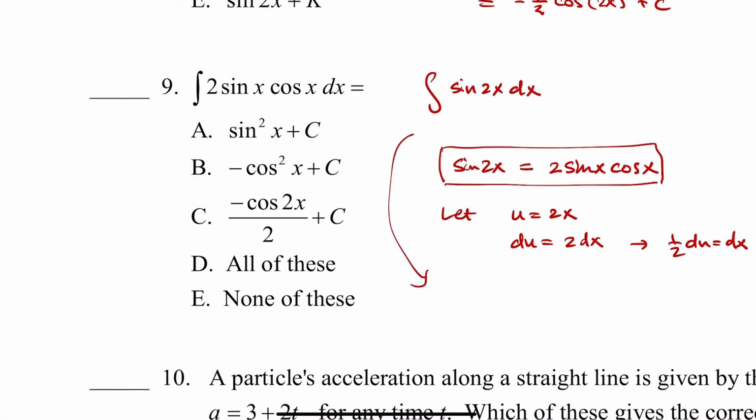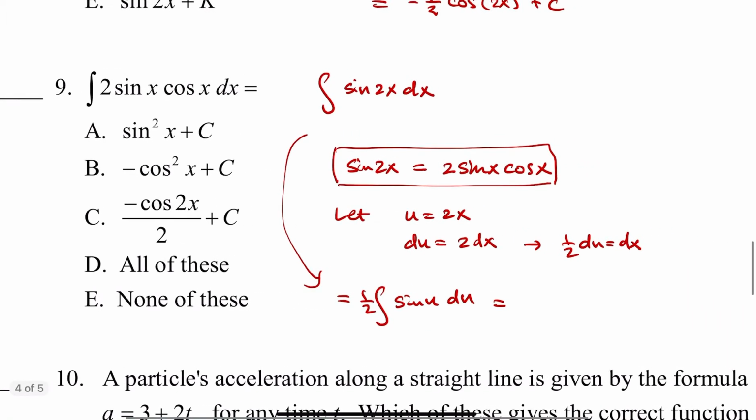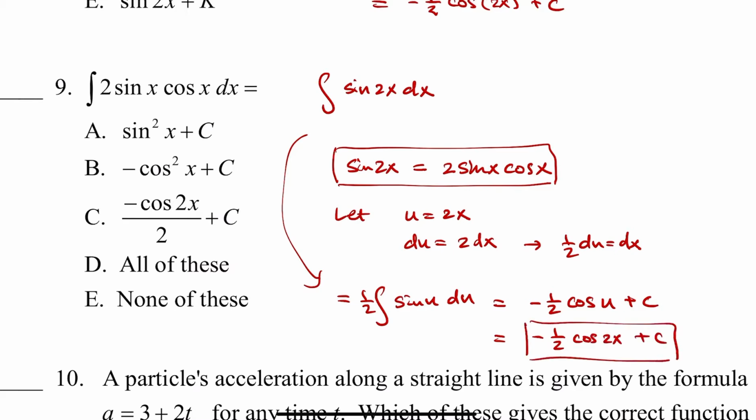So that transfers to integral sine u, and instead of dx, 1/2 du. Integral sine is negative cosine, so negative 1/2 cosine u plus c. Now you substitute back. u was 2x, so negative 1/2 cosine 2x plus c. That should be fine answer. So answer has to be C.